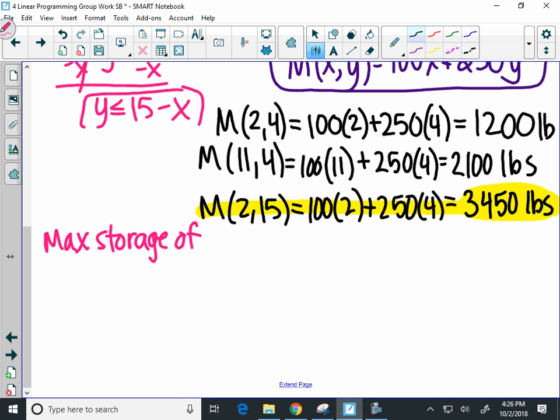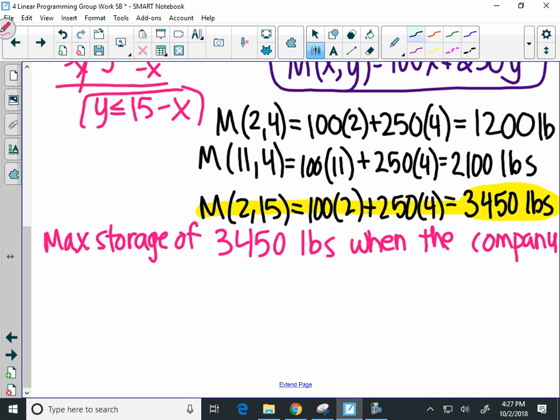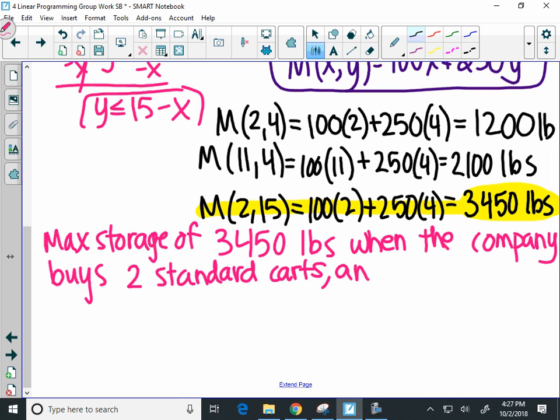So we have a maximum storage of 3,450 pounds when the company buys 2 standard carts and 15 deluxe carts.